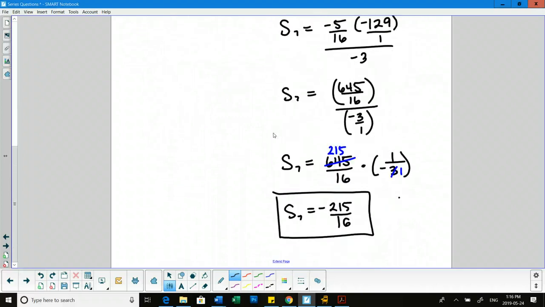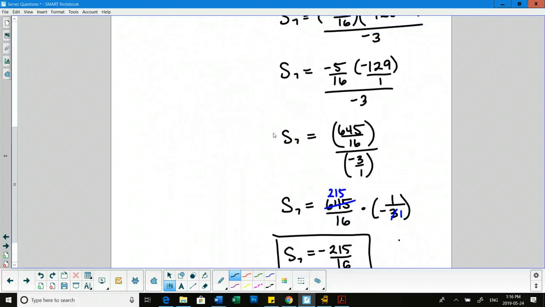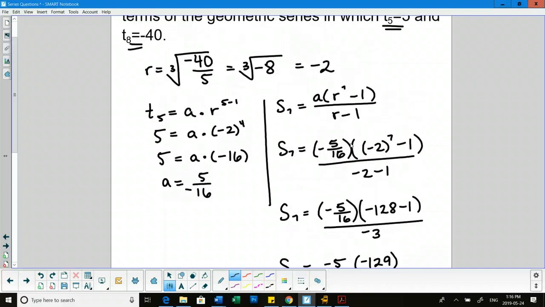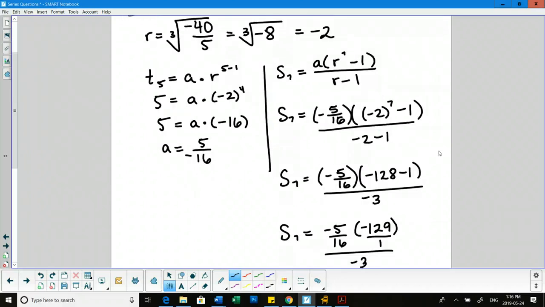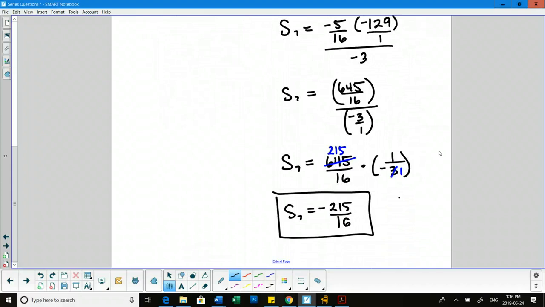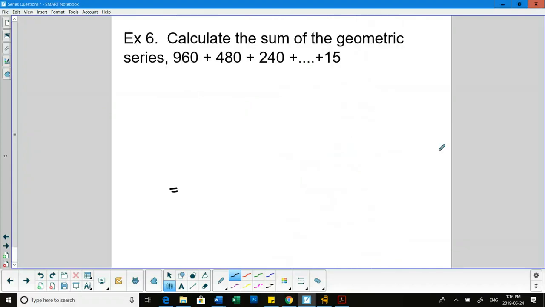All right, questions for this one? Most of it was just the math part of simplifying, but is there anything else that anyone is curious about? Any steps that I did? We're good? Okay, last question of the day.